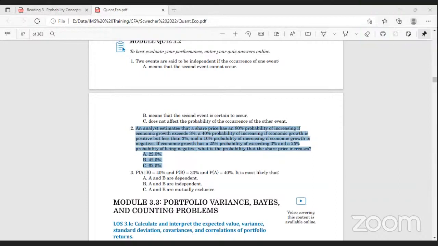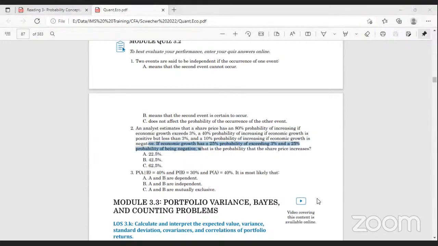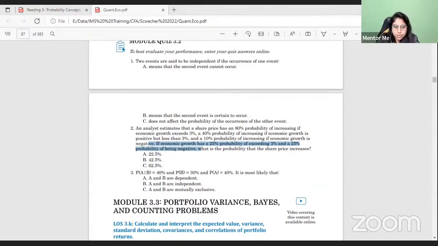And 25% is given. It's given 25% probability of being negative. Which one is not given? The economic growth has a 25% probability of exceeding 3% and a 25% probability of being negative. So between 0 and 3 is not given. Okay, so this one is not given. So what would that be?